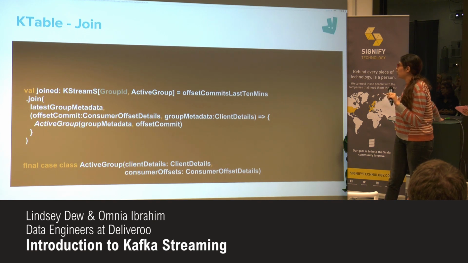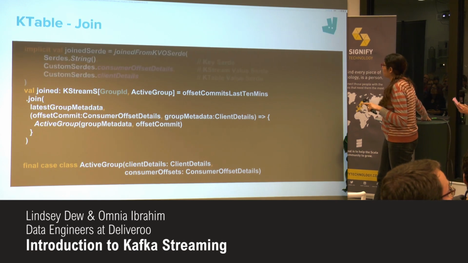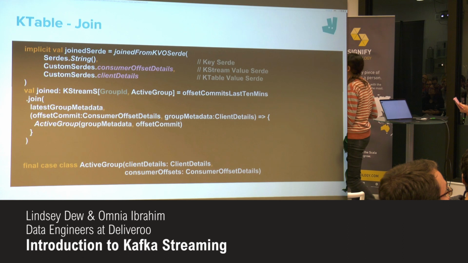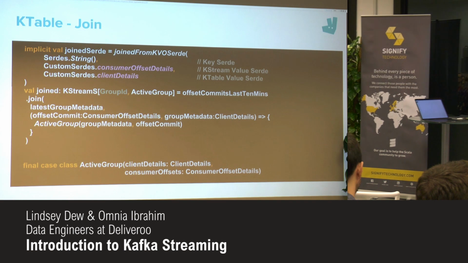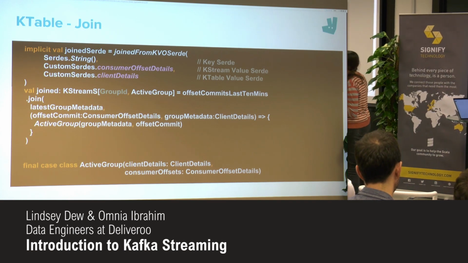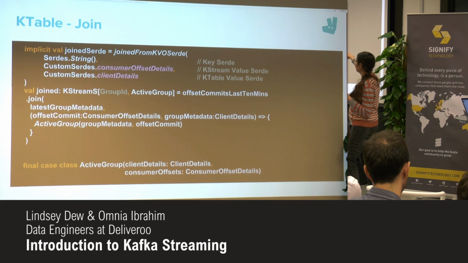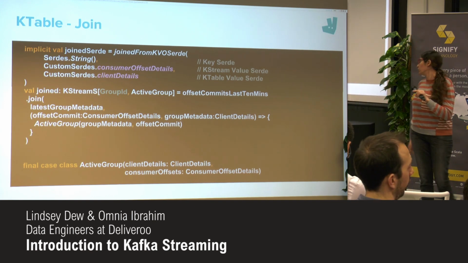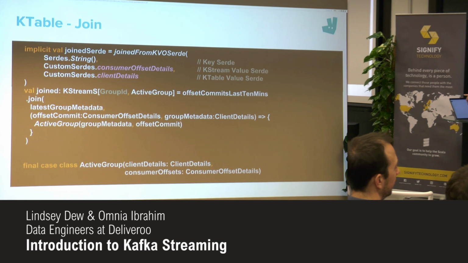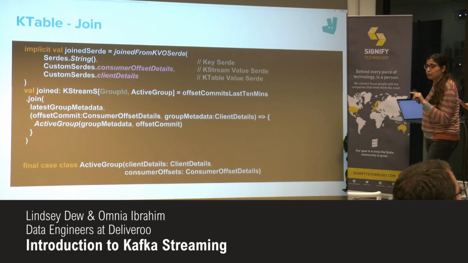The only trick is that, like group by key, join doesn't know how to serialize either. So to serialize and deserialize, you will need to define a join serialization, which takes the key, which is the same key for both the stream and the table, which is a string, and it takes the serde for the first thing, which in our case is the stream, the consumer offset details, and the second value, which is the value from the KTable, the client details serde for this one. And this will give us a KStream for a group, an active group.